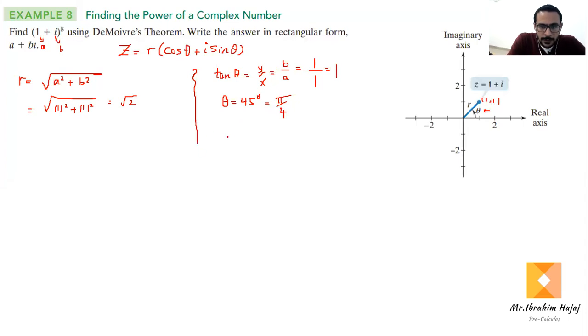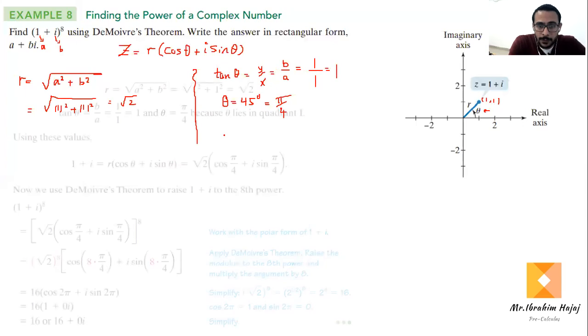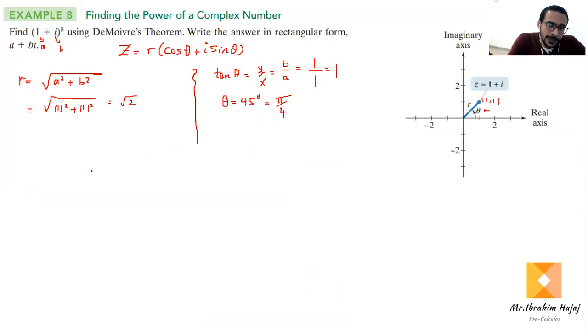We'll continue, guys. We have the angle pi over 4. Let's write the complex number z equal to r, which is radical 2, times cosine of the angle, pi over 4, plus i sine pi over 4.